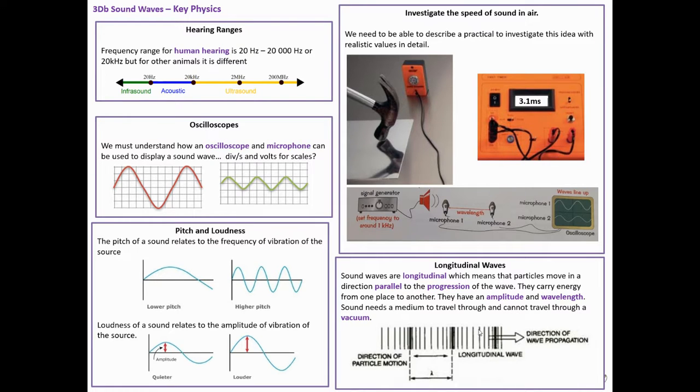So we've got here a direction of particle motion, backwards and forwards. You've got the wavelength between compression and compression. And so you should be able to draw and label diagrams like that.